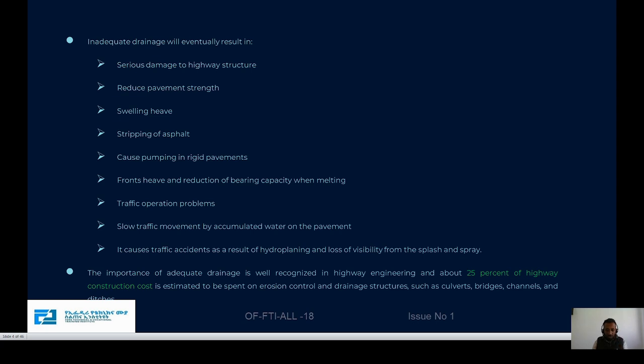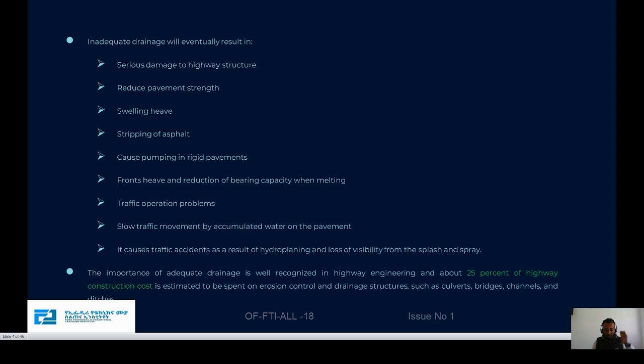There is accumulation of water on the roadway. The vehicles do not move continuously, so because of this, there are congestion problems. Traffic accidents also result from hydroplaning or loss of visibility from the splashing and spray of the water on the roadway. Those are all because of the inadequate drainage system.